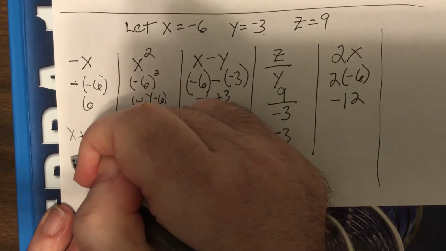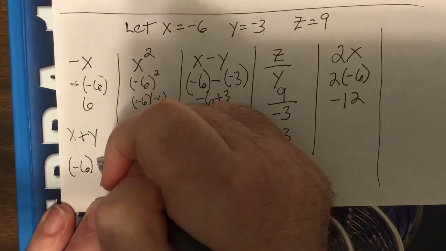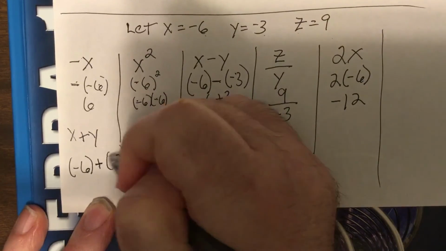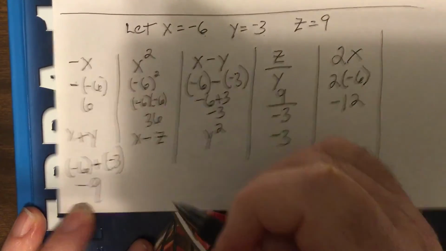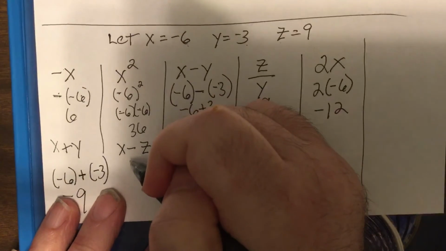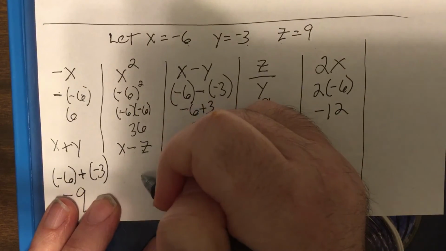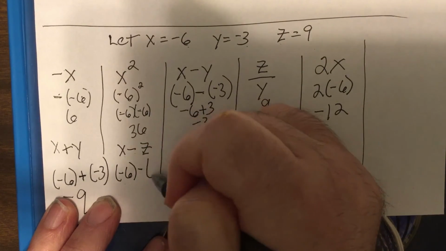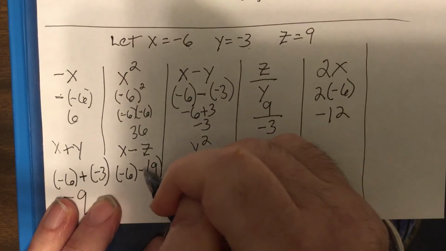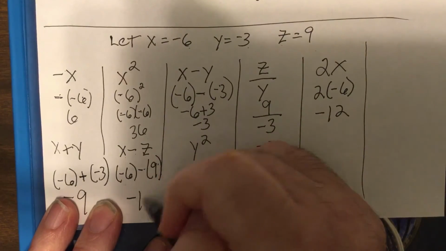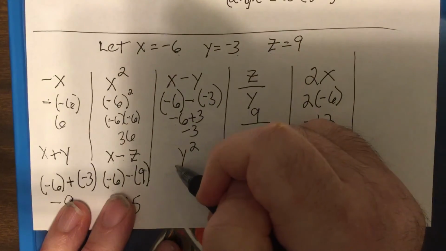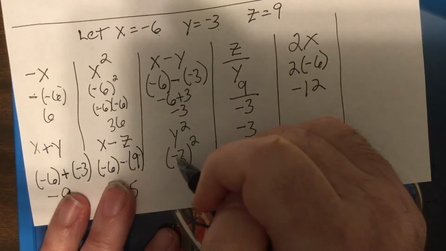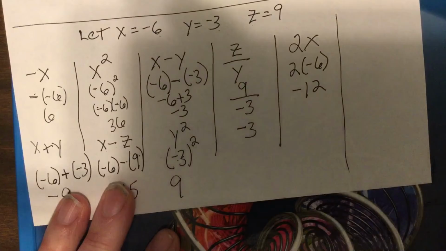So, okay, we got -6 plus a -3. You're adding, there's the same sign, so you keep the sign, add the number parts. So x minus z would be -6 minus a 9. So they're both minus, so it'd be -15. And y squared would be -3 quantity squared. -3 times -3 is 9.